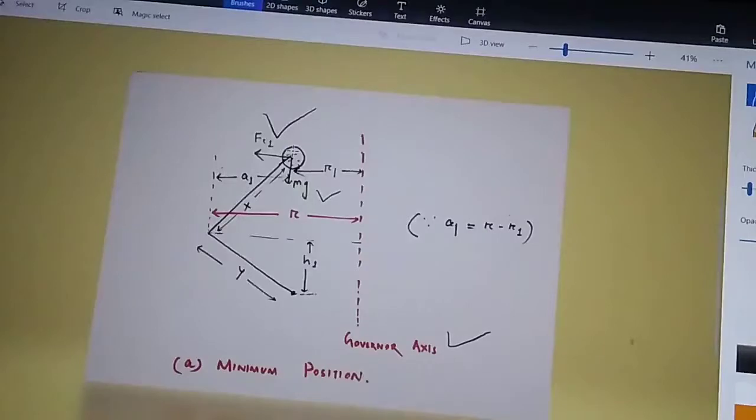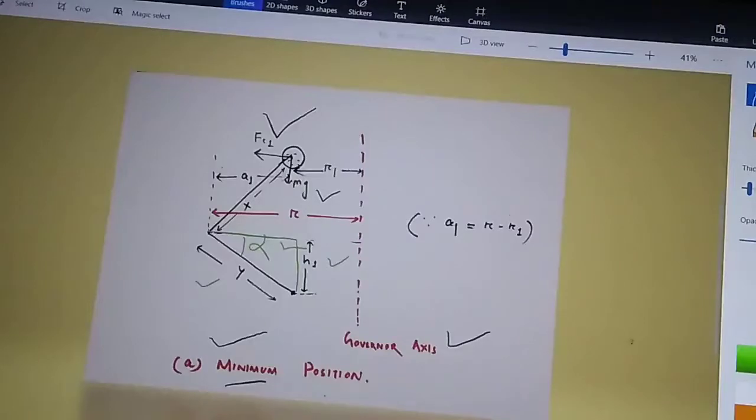Now for determining the value of h1 or h, we have to see two positions, minimum position and maximum position. For the minimum position, the position of the bell crank lever will be as follows. So we have to equate these two triangles. Because of this position, there are two triangles formed here. You can see here, this is a right triangle. If this angle is alpha, then sine alpha is equal to h1 divided by y, because this is the right angle here.